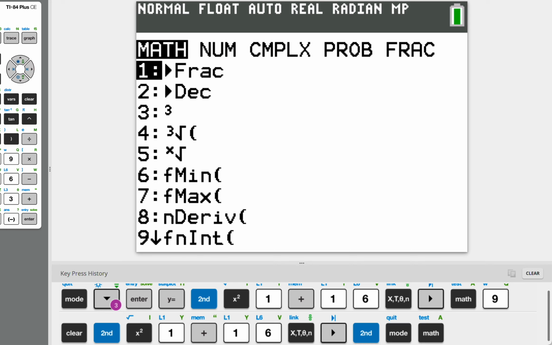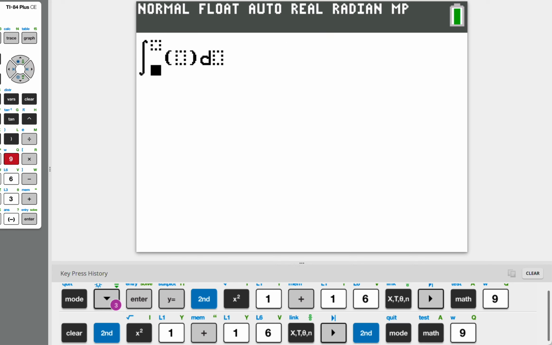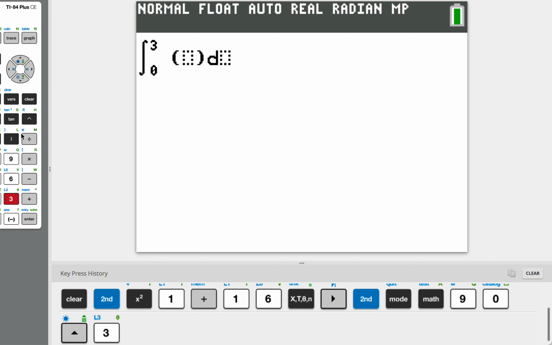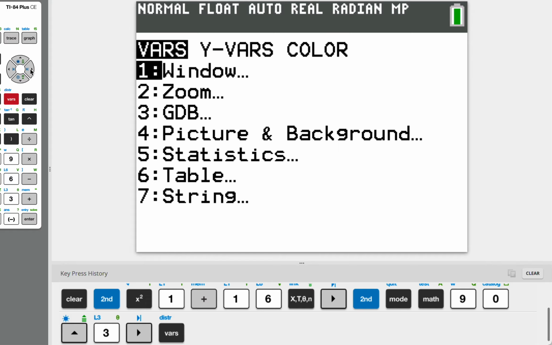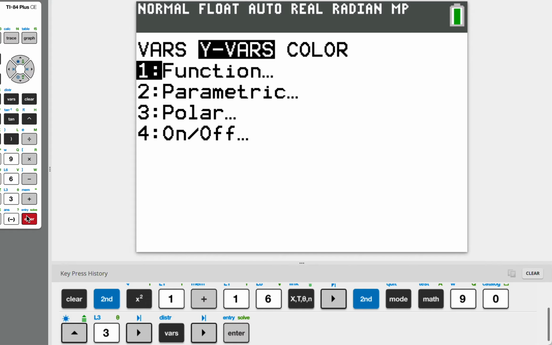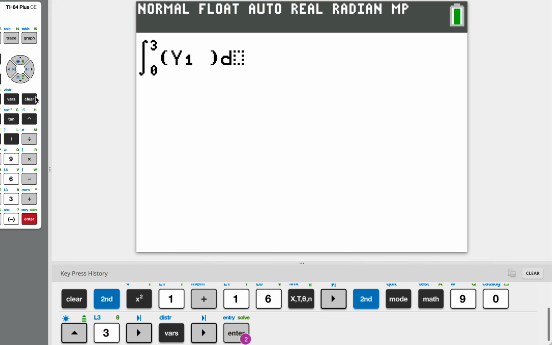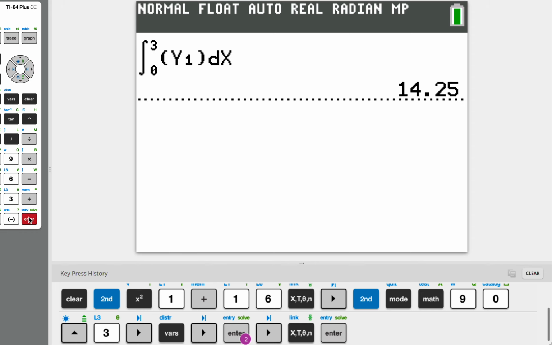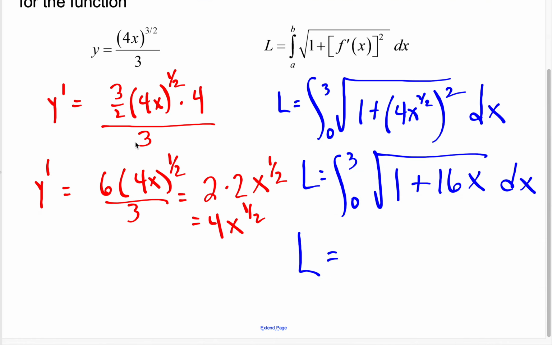Now I'm going to do math 9, then 0, 2, 3. And once I go into here, I'm going to hit vars, y vars, function, y1, and x, and enter, and voila. 14.25 is our answer.